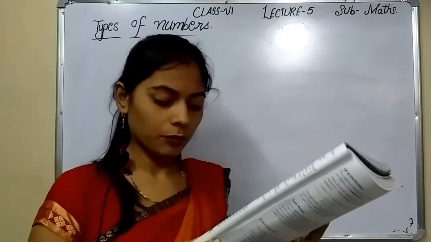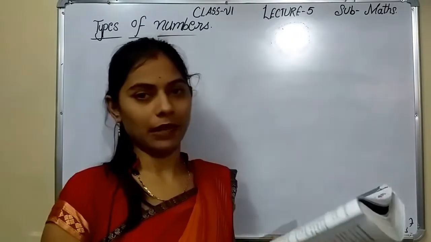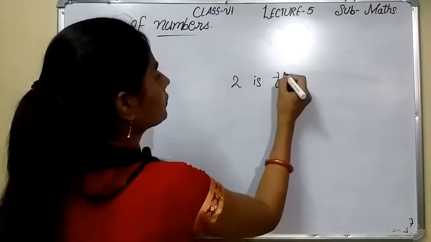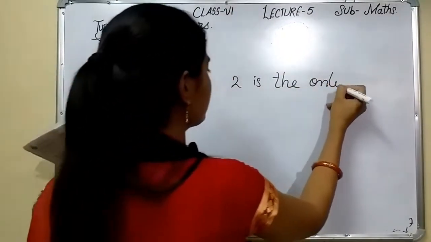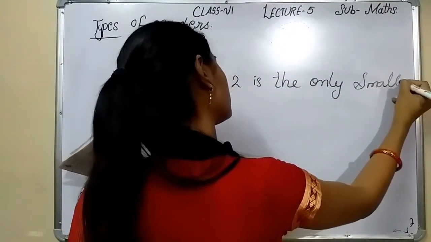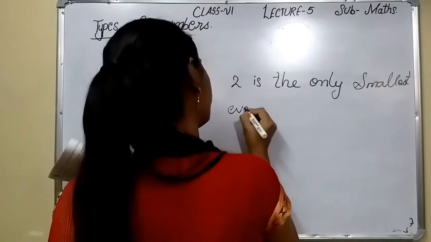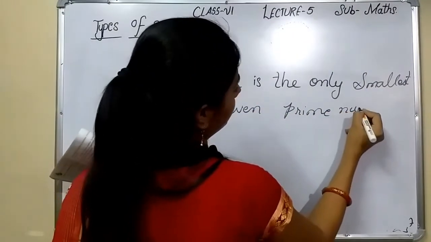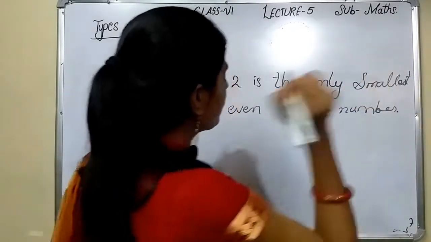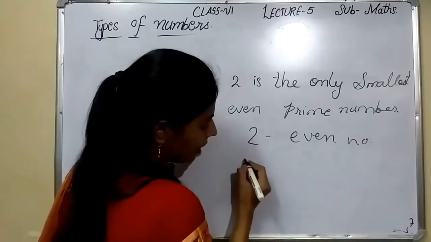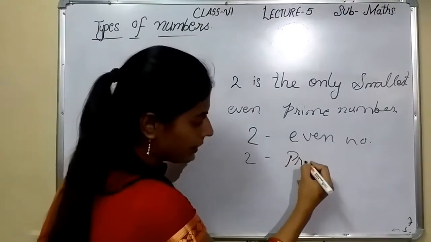Now 2 is the smallest and the only even prime number. Say 2 is an even number and also 2 is a prime number.